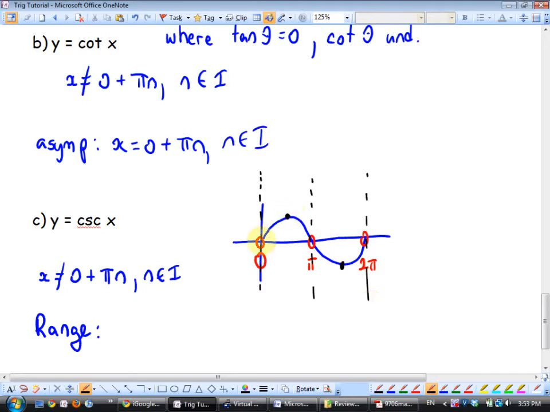And then closer to 0 shoots off to infinity. Closer to 0 shoots off to infinity. This black graph is what cosecant would look like. What's its range? Well, it's actually two graphs. See it? It's going to be two ranges. There's no easy, convenient way to write this as a one-line statement. Don't even try.